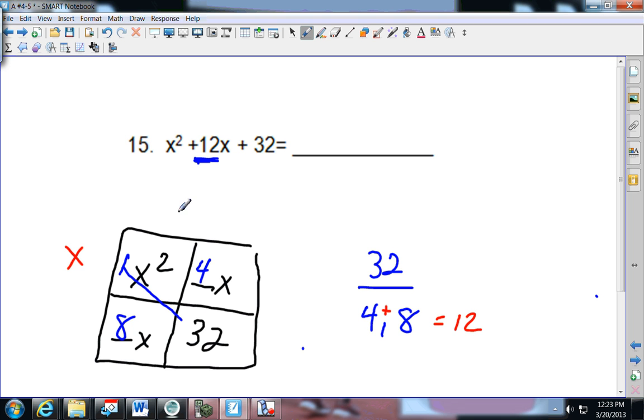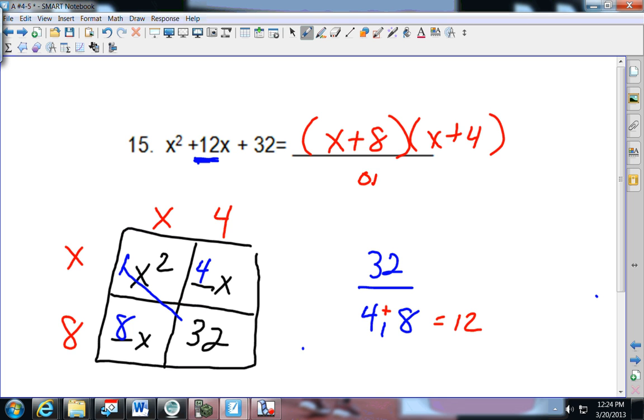X squared splits up as x and x. X times what is 4x? 4. X times what is 8x? 8. So your factors are x plus 8 times x plus 4. You can write it this way or the other.